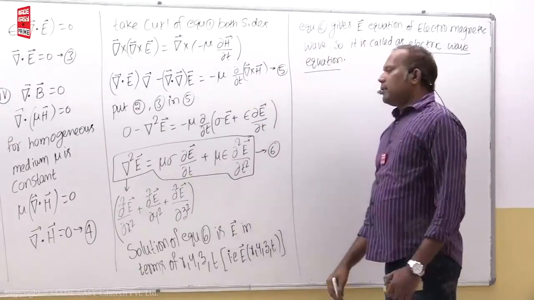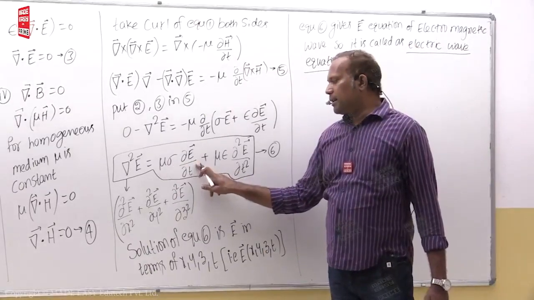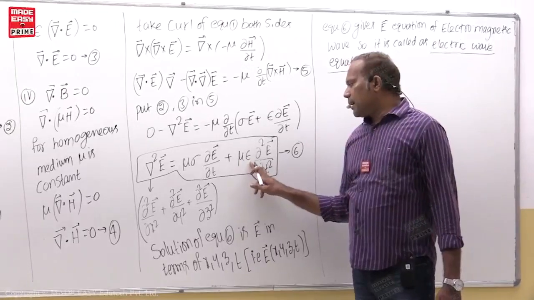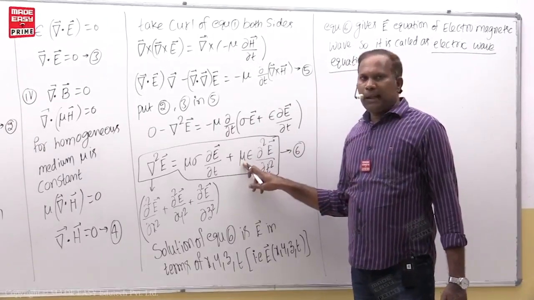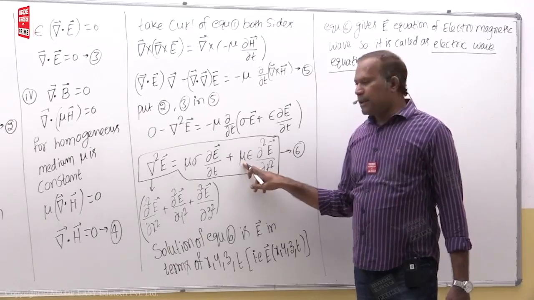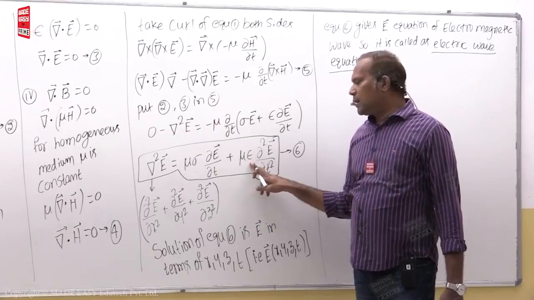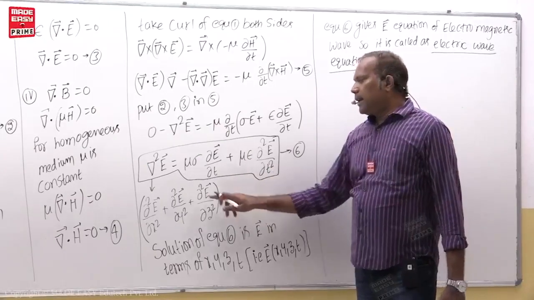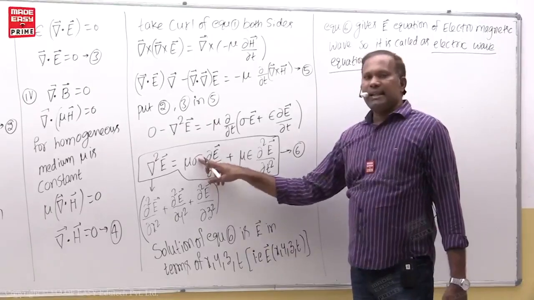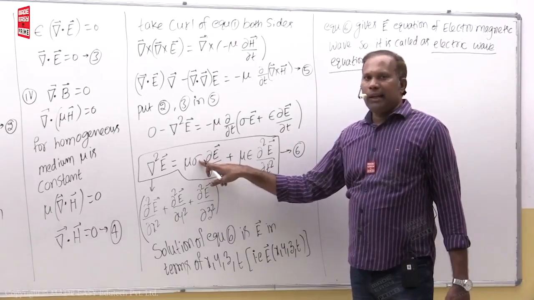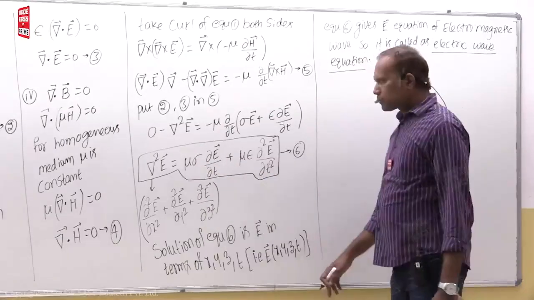Del square E bar is equal to mu sigma. Mu sigma has single differentiation, and mu epsilon has double differentiation. Because mu means inductor, and in the inductor formula you get one differentiation. Epsilon means capacitor, and in the capacitor also you get one differentiation. So two differentiations are there. Sigma means resistance, V is equal to IR, and in that formula there is no differentiation. So single differentiation is there.